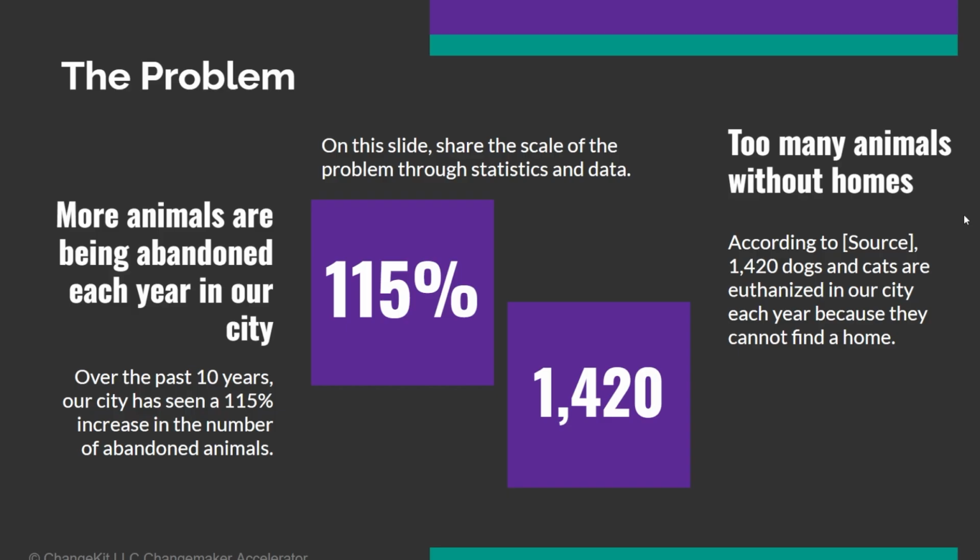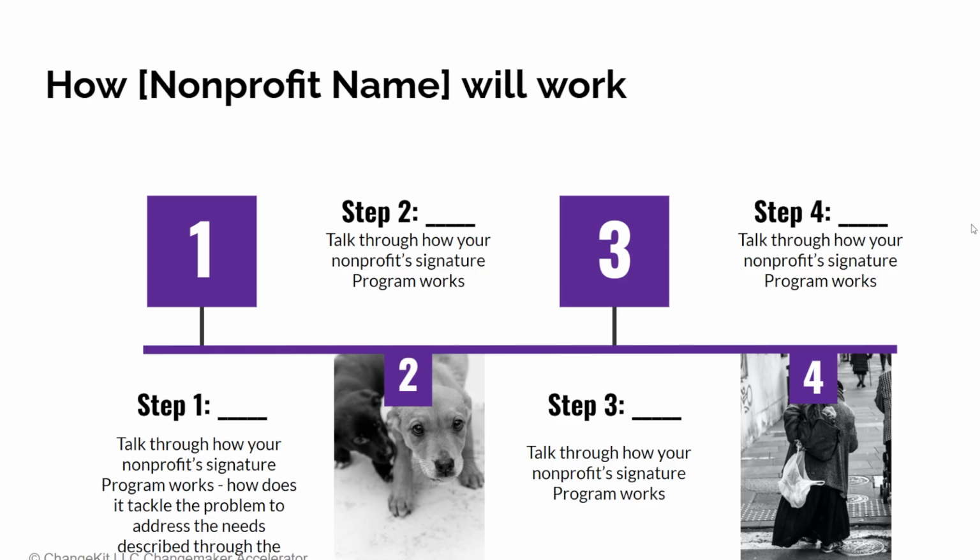Then, just like in a lot of the other materials we've talked about, getting into the problem. We've got some statistics that back up why we know this is a problem in our community. In this hypothetical example that we're using, more animals are being abandoned each year in our city. Over the past 10 years, our city has seen a 115% increase. So these are the data points that demonstrate the problem that you're trying to tackle.